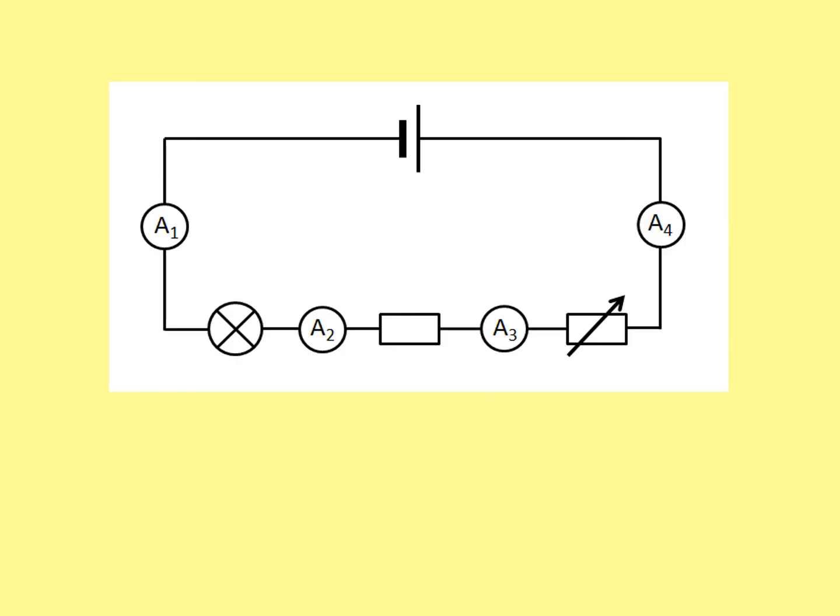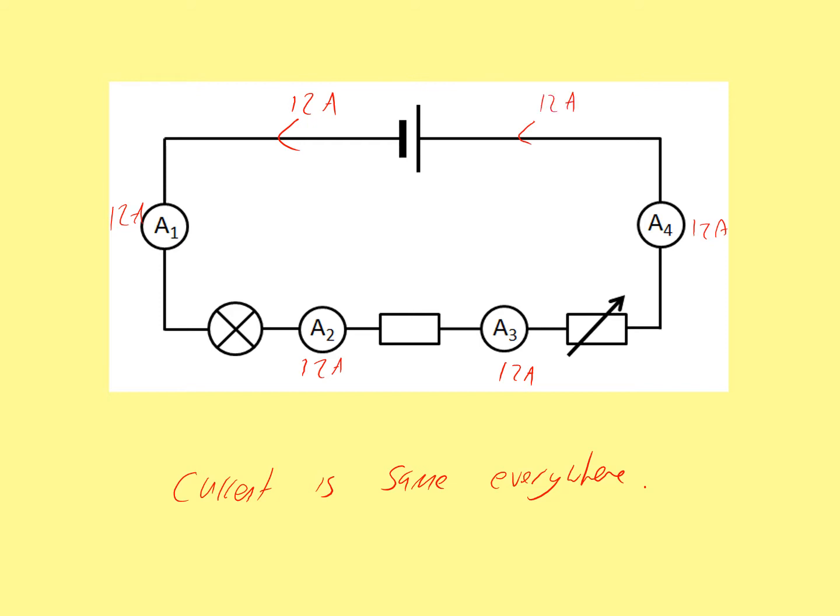Just to recap the series circuit, we're going to do current in a series circuit. The rule for current in a series circuit is that the current is the same everywhere. For example, if I had, let's say, 12 amps coming out of here, then I'm going to have 12 amps coming here, 12 amps going through here, 12 amps going here, and 12 amps going here. It's a series circuit. They can't go anywhere.